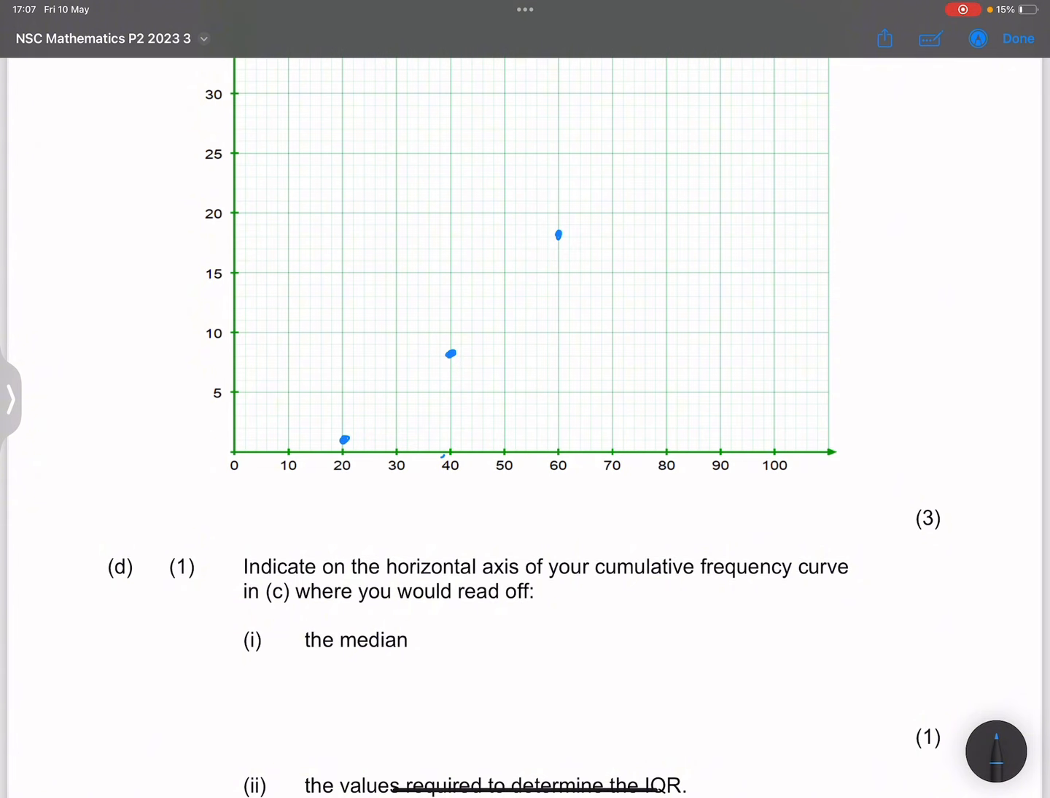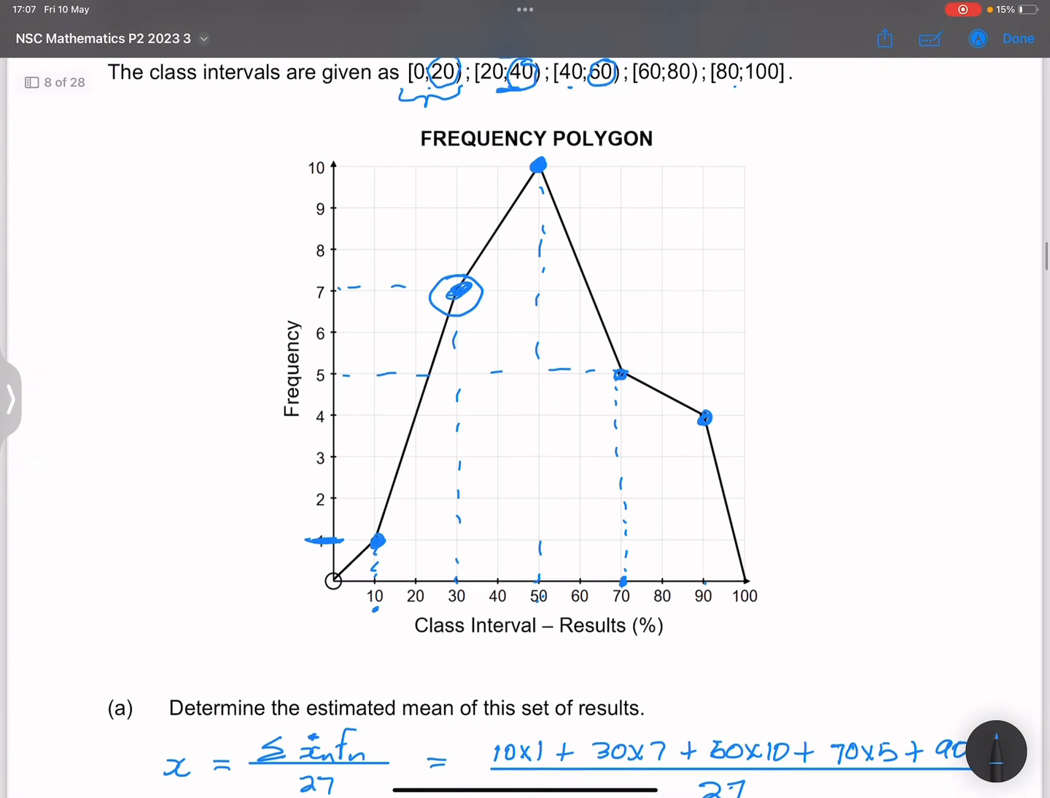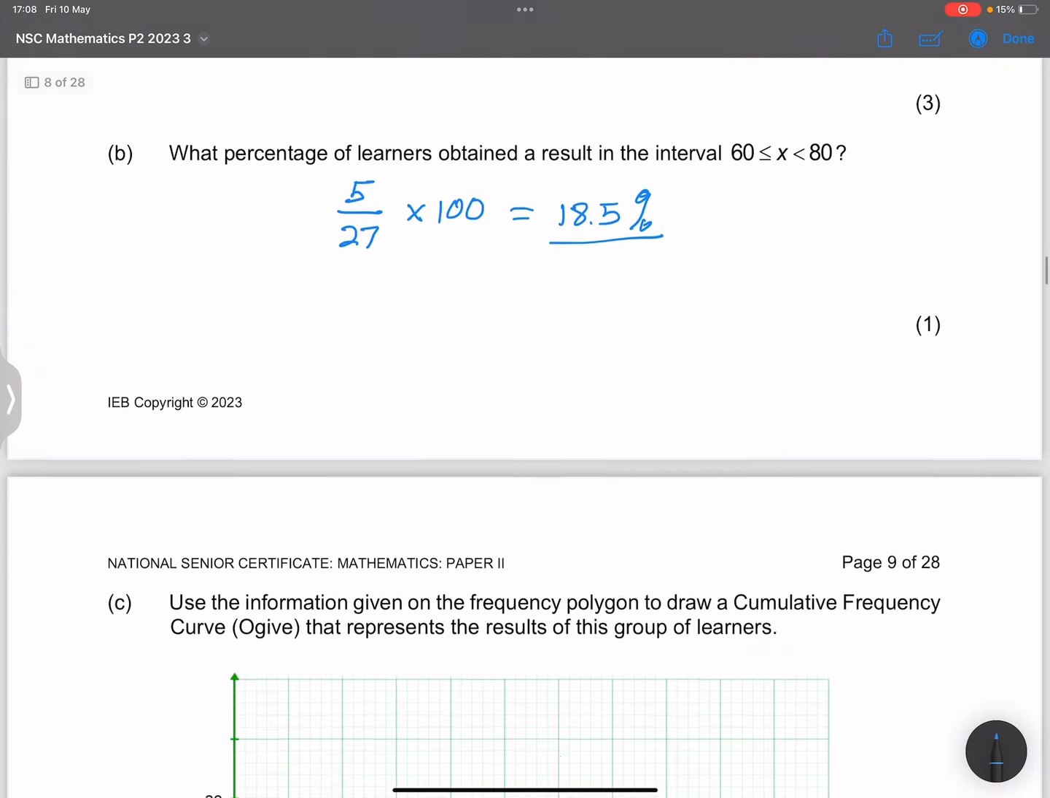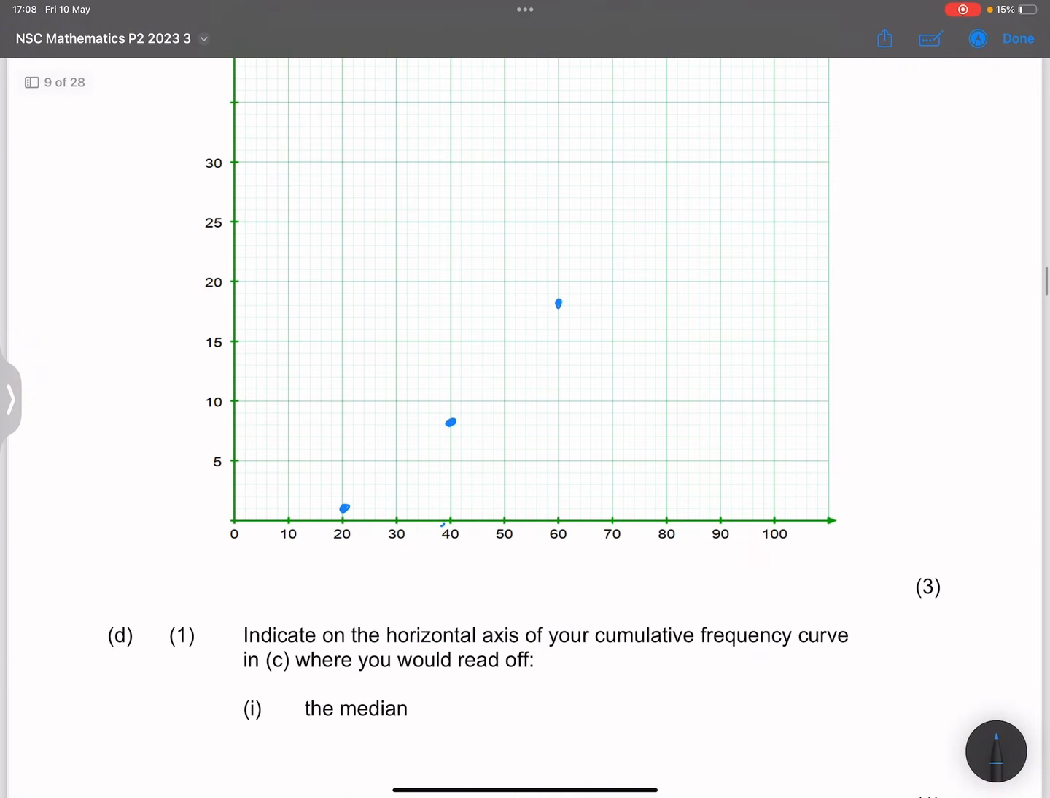And then at 80, I am going to add the value there, which is 5. So I move 5 up. At 80, I've got 18 plus 5. So there I am at 23. I'm just trying to make sure that I'm accurate. 21, 22, there's 23 over there.